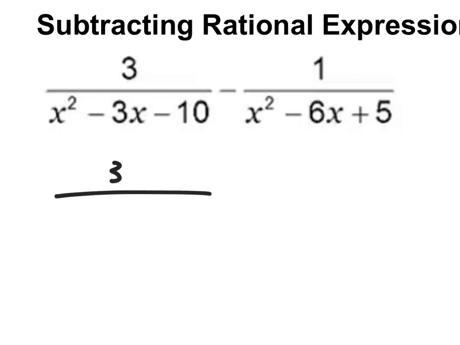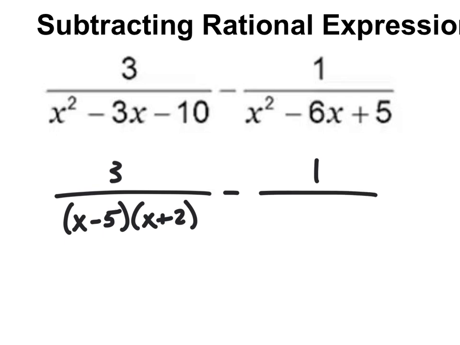All right, so I've got 3 over, okay, so let's do this. Two numbers that multiply to negative 10 but add to negative 3, and that'd be negative 5 and positive 2. So this is going to factor out to x minus 5 times x plus 2, okay? And then I'm going to subtract 1 over, and we need two numbers that multiply to positive 5 but add to negative 6. And so that's going to give me x minus 5 and then x minus 1, okay?